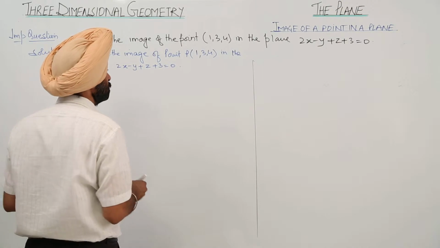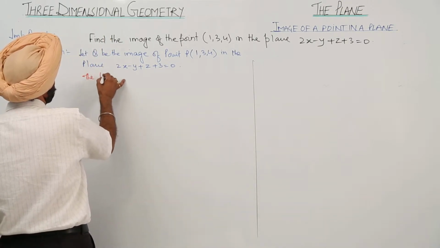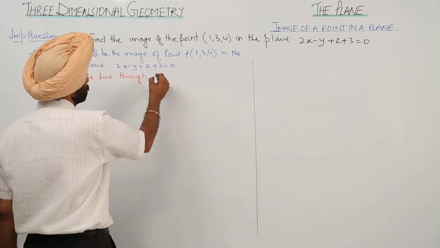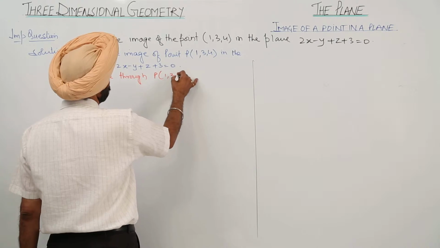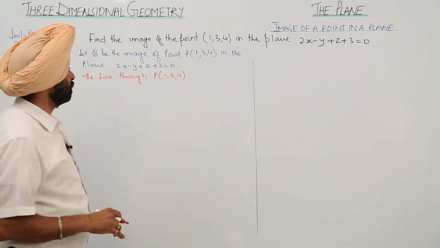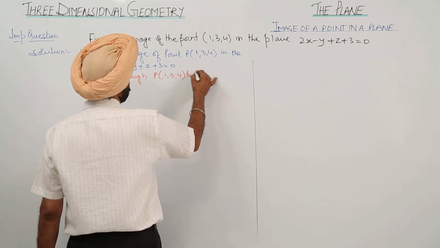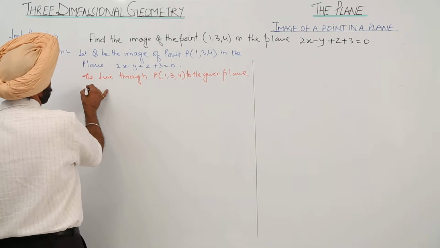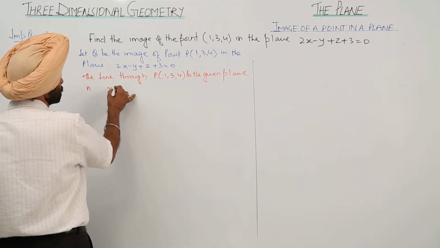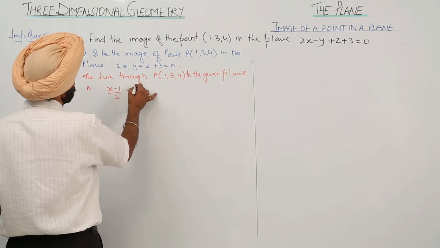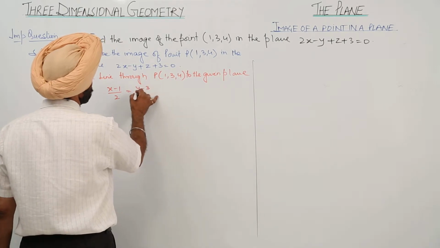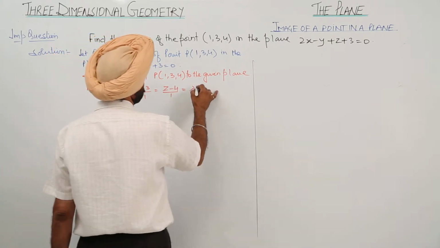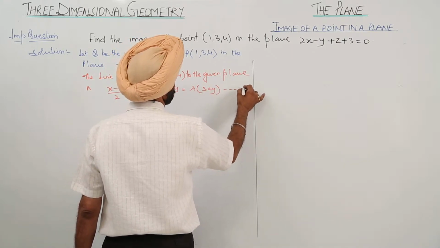Now, the line passing through the point P (1, 3, 4) perpendicular to the given plane is (x minus 1) upon 2 is equal to (y minus 3) upon minus 1 is equal to (z minus 4) upon 1 is equal to, say, lambda. Let it be equation 1.